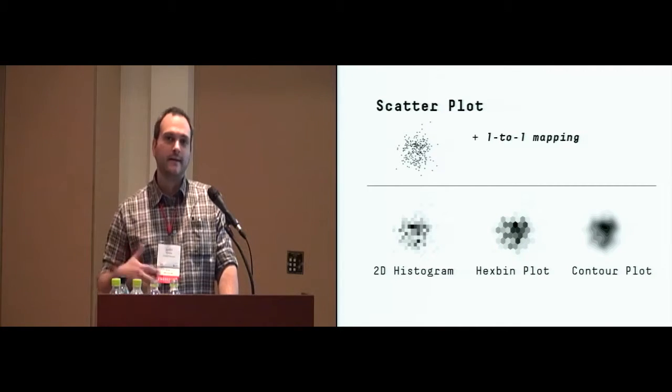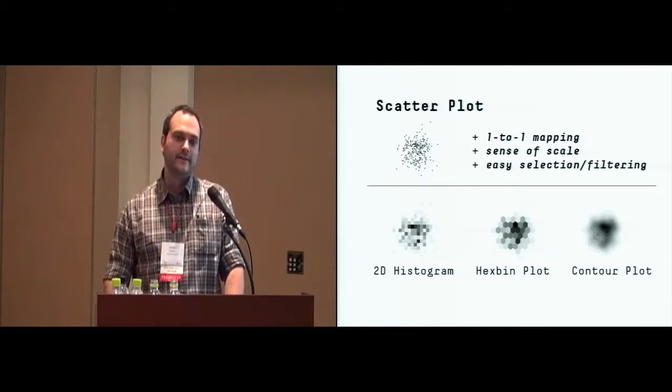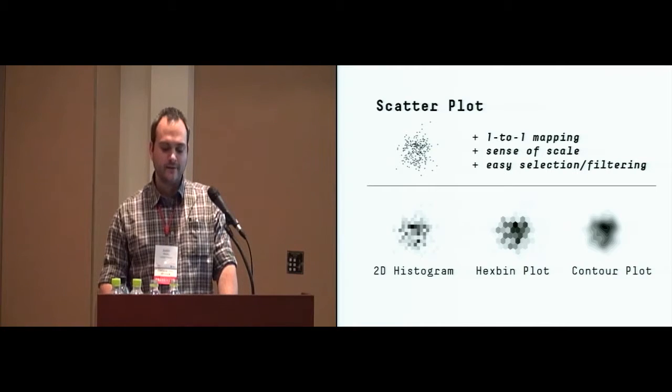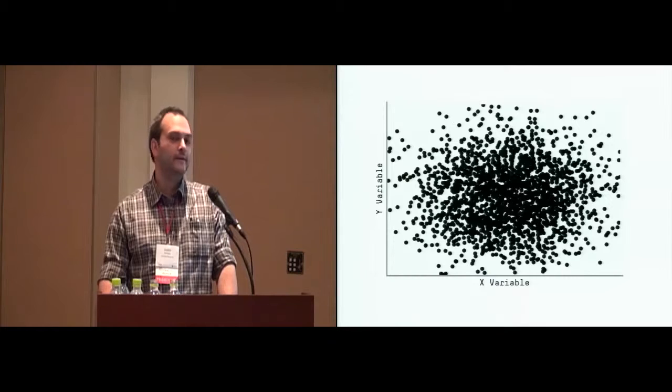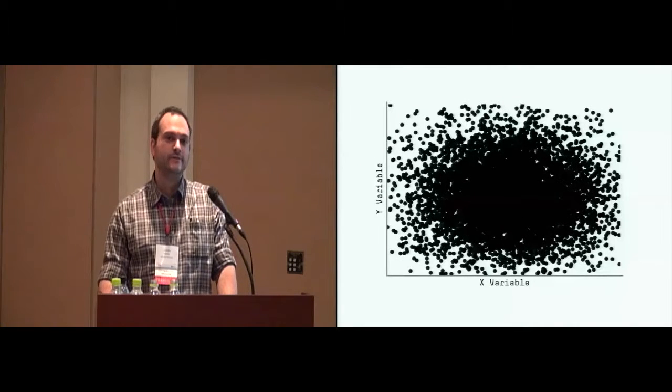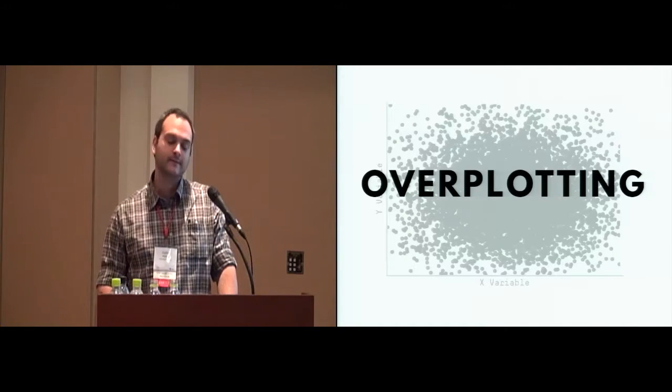You can count the points to get a sense of scale or changes in scale. And they allow for easy selection and filtering of the data. However, scatterplots do suffer from a pretty serious problem. When looking at too many data points, the data points obscure one another, making it impossible to discern the underlying data distribution. And this is referred to as overplotting.